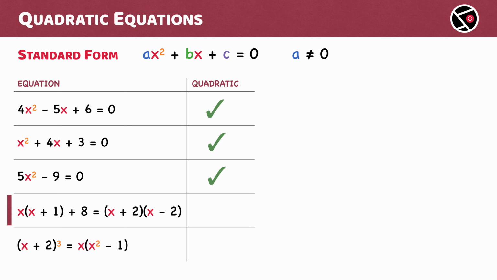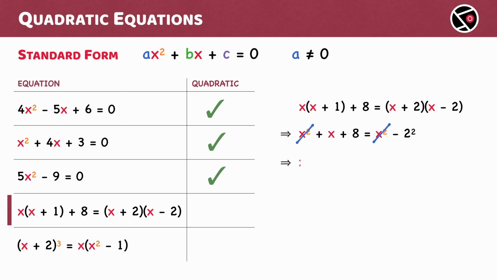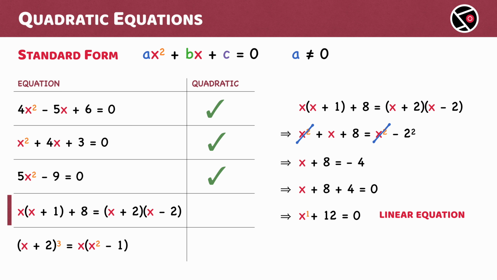Alright, if you see something like this, never rush to a conclusion. The safest approach is to rewrite the equation to make the right-hand side equal to 0. x plus 1 plus 8 equals x plus 2 x minus 2. X squared plus x plus 8 equals x squared minus 2 squared. X squared on both sides cancel out. X plus 8 equals minus 4. X plus 12 equals 0. The highest power of x is 1. We have a linear, not a quadratic equation.